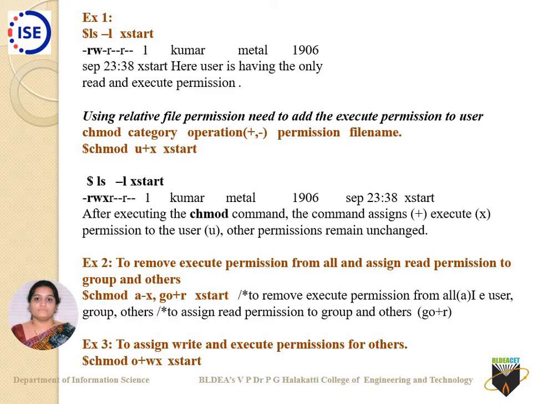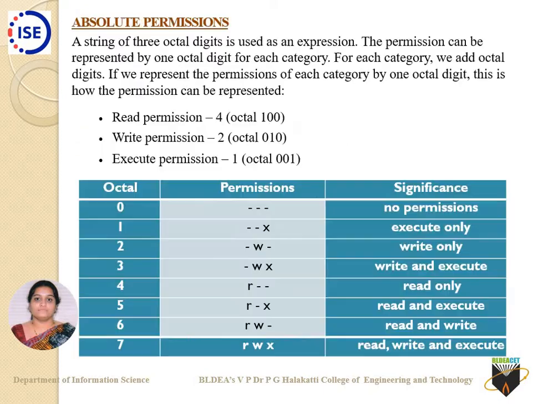Then the next example is to assign write and execute permission for others. How do you do it? For others, I want write and execute permission for the same file. So I take it as o plus wx. I can make a combination of those permissions also. It need not be W the first time and X the next time. No requirement of that. Okay, so this is one.